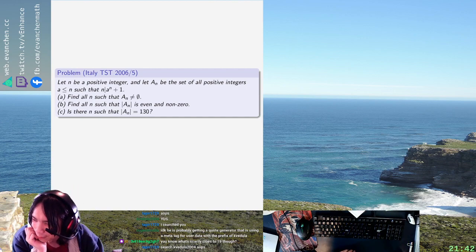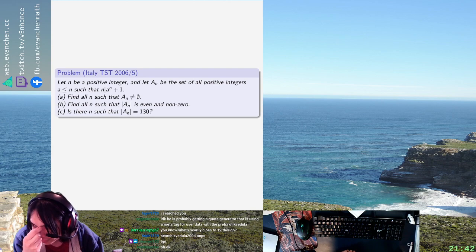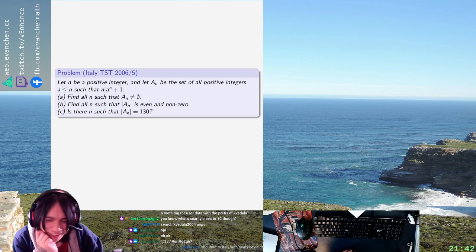So today I have this amazing problem where n is a positive integer, and you look at all the a's mod n such that n divides a to the n plus 1.